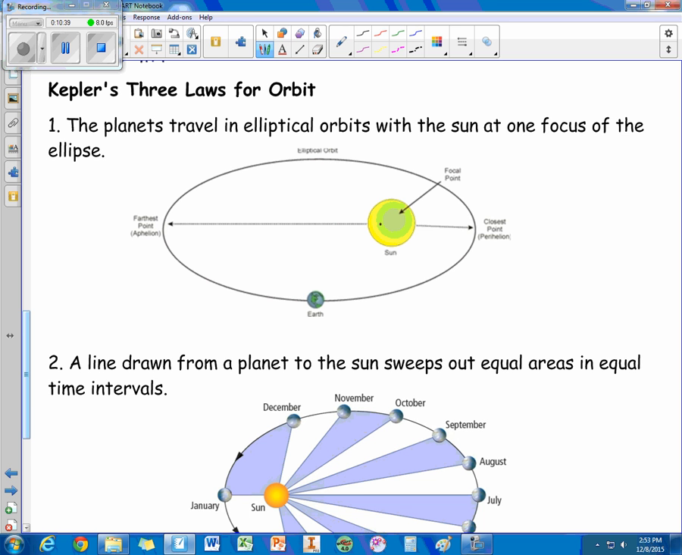Now, this drawing here is a little unrealistic. Earth's orbit is a lot more circular than this, but it has a slight ellipse to it.